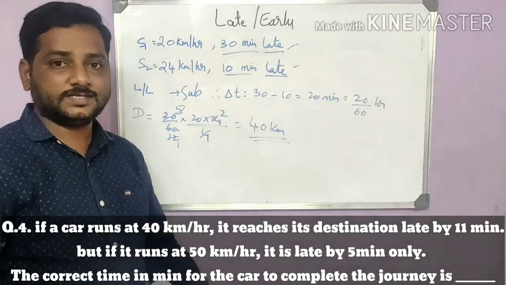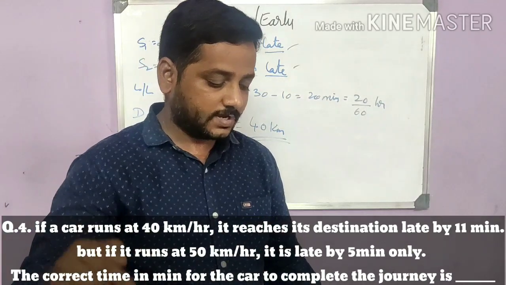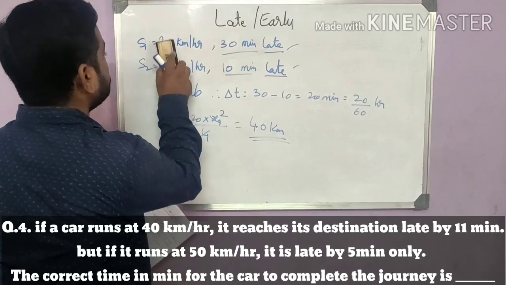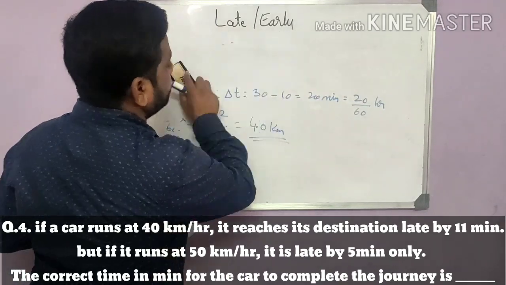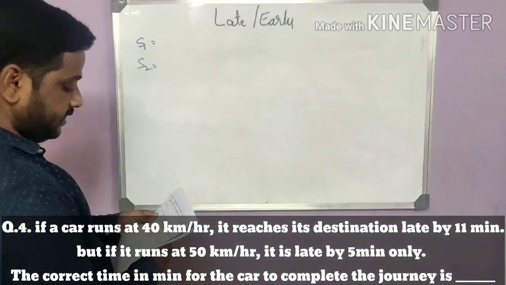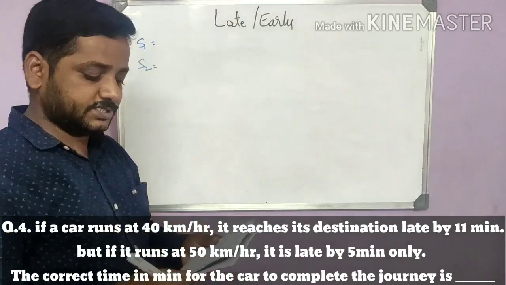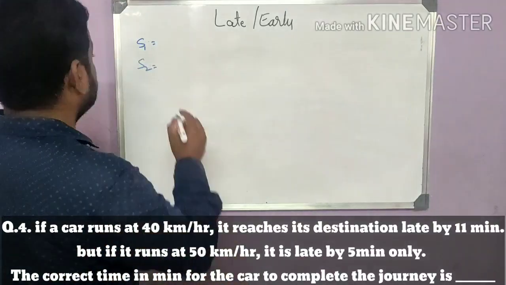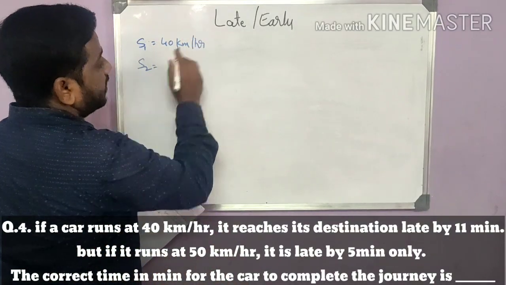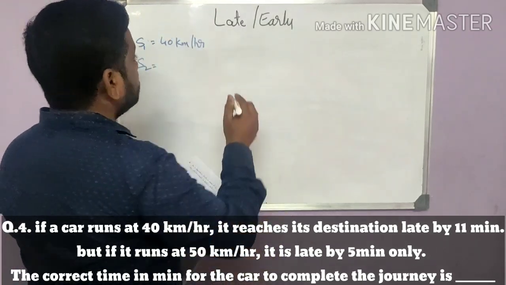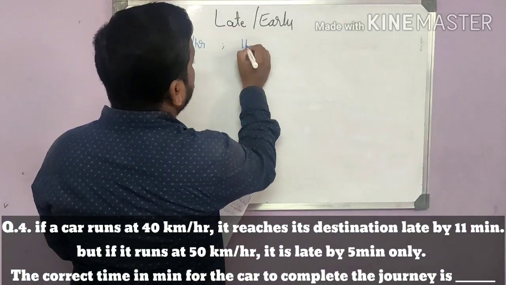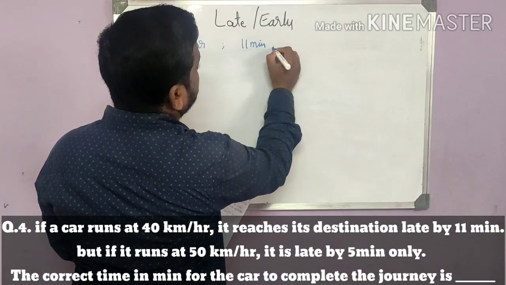Let's see how it is different. If a car runs at 40 km per hour, it reaches its destination late by 11 minutes. So if the speed is 40 km per hour, a car is driving at that speed, and it reaches the destination late by 11 minutes. So 11 minutes, and it is late.